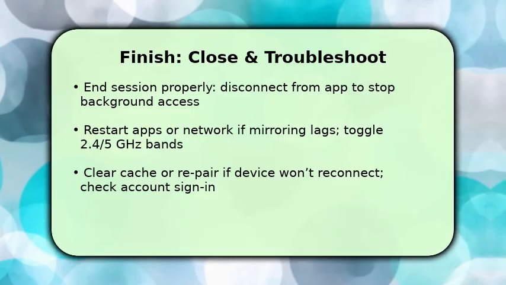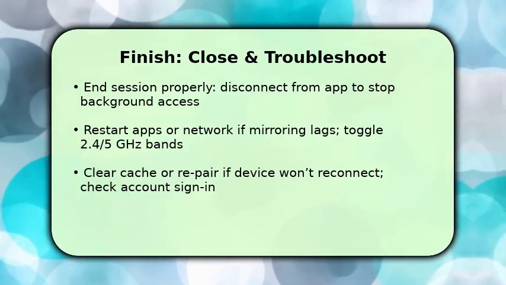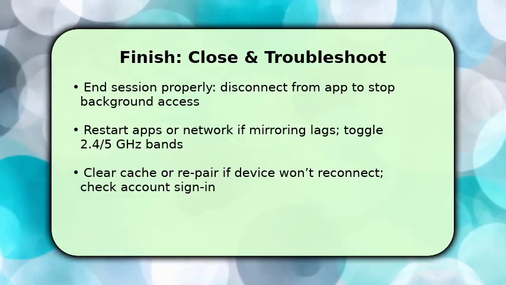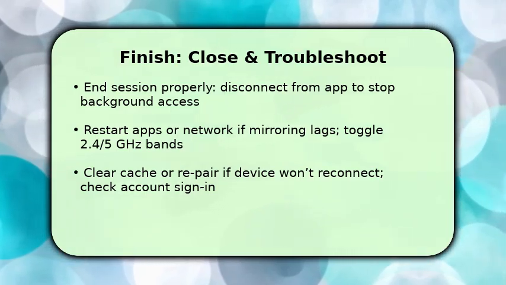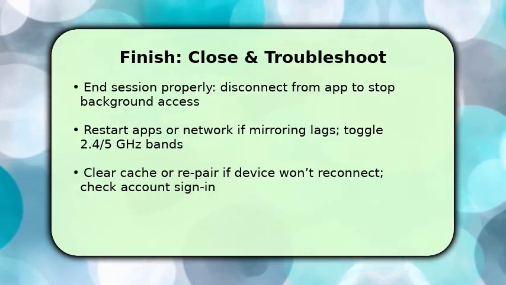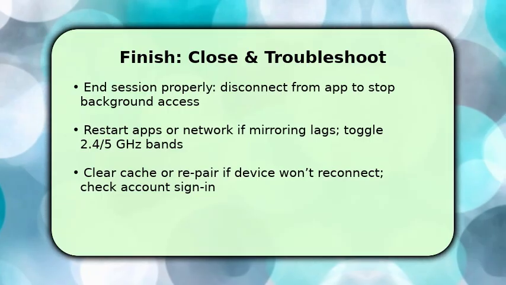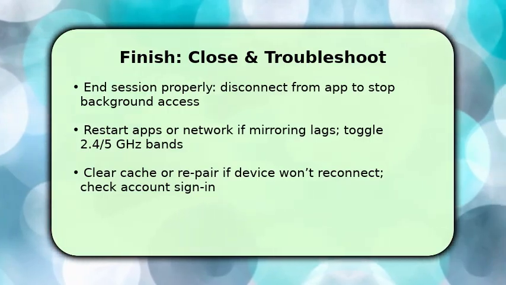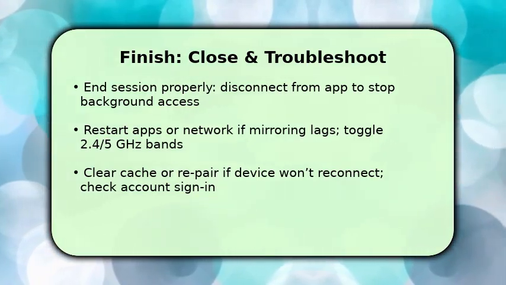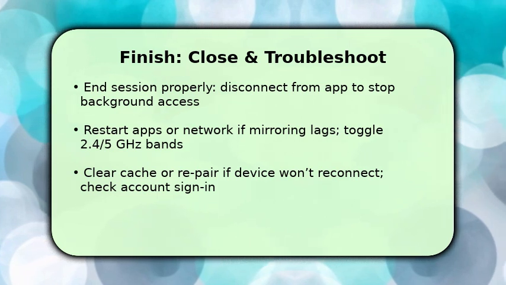If mirroring lags or stutters, restart the apps or your router and try switching between 2.4 GHz and 5 GHz bands to reduce interference. If the devices won't reconnect, clear the app cache, unpair and repair, and verify you're signed into the same account. That single troubleshooting step, repairing after a cache clear, resolves most persistent connection issues quickly.